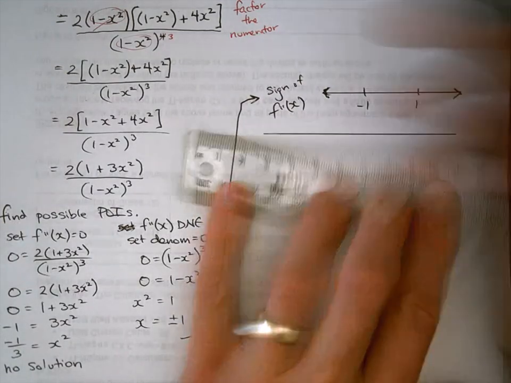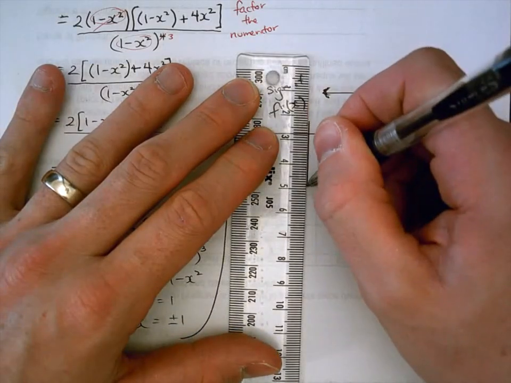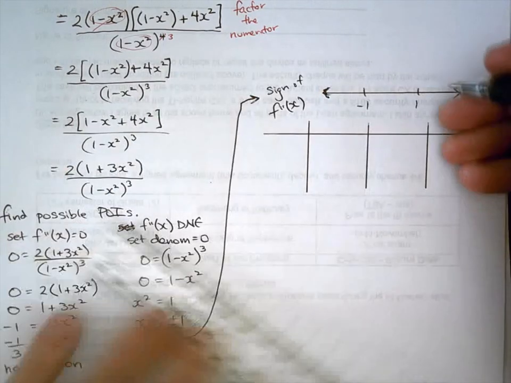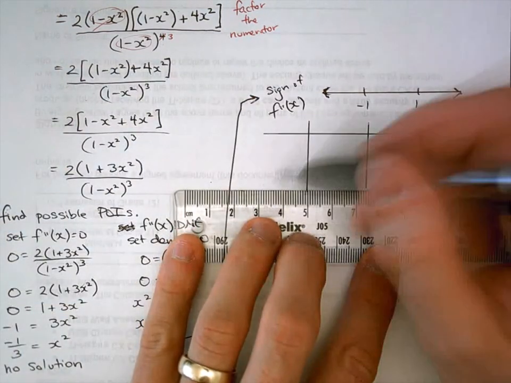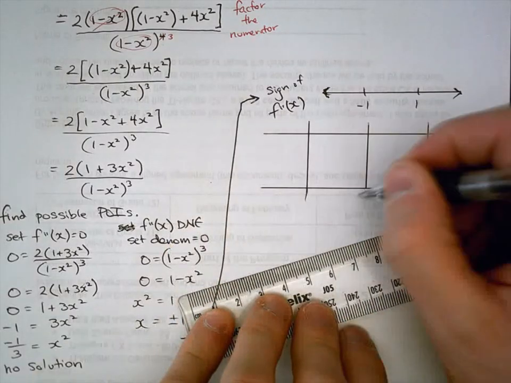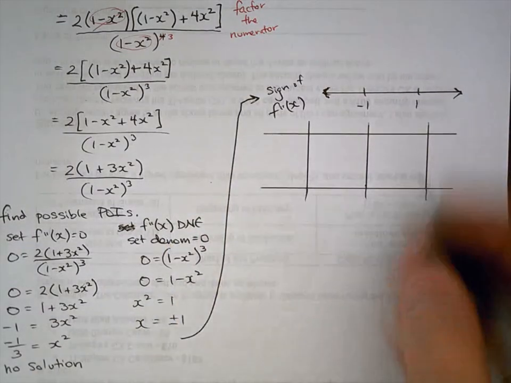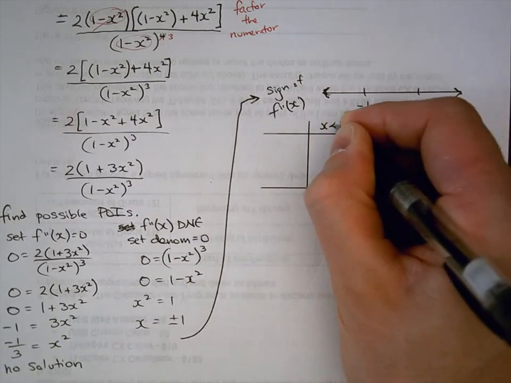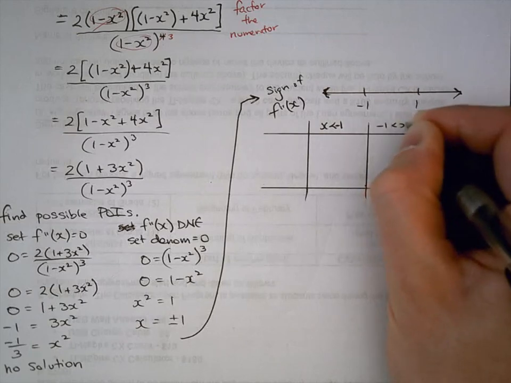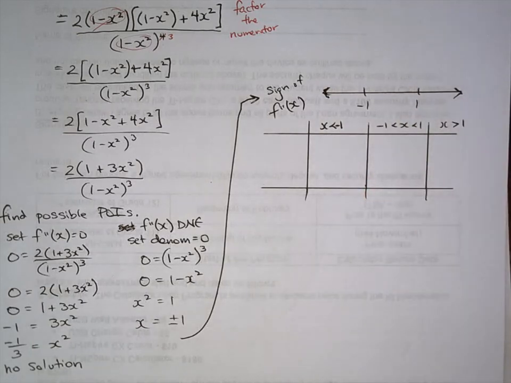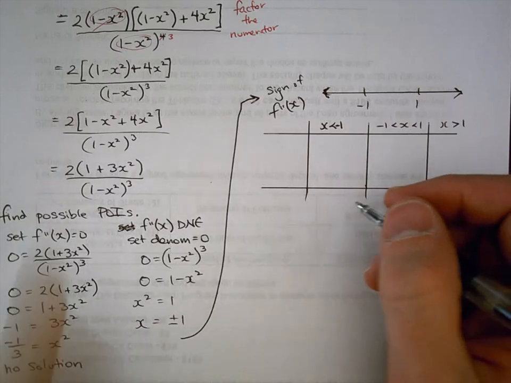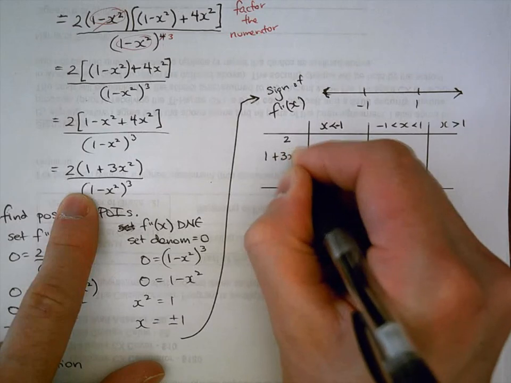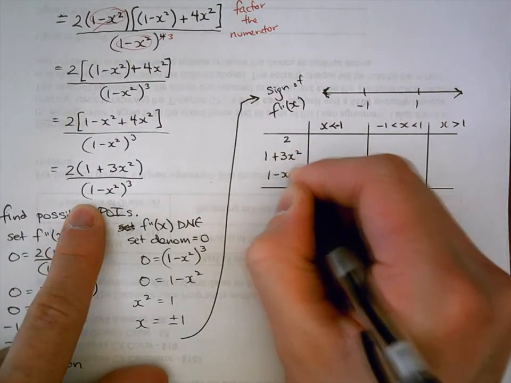So I'm going to divide up my table. Okay, here we go. So I have x is less than negative 1, x is between negative 1 and 1, and x is greater than 1. And then I have all my factors. So I have 2, 1 plus 3x squared, and 1 minus x squared, all cubed.